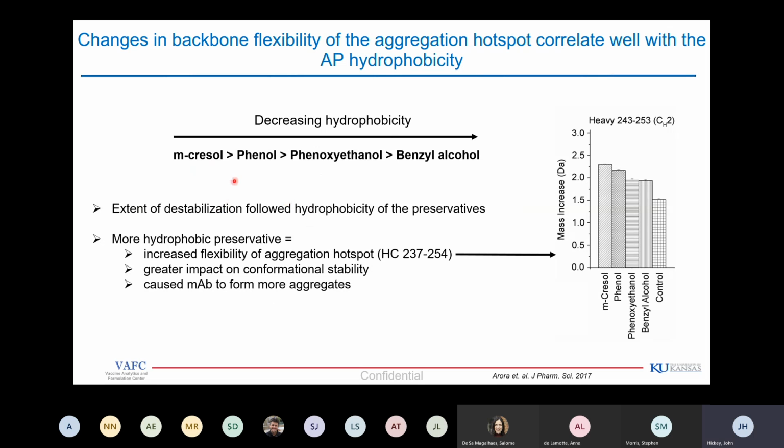The take home from this study was that the destabilization by these preservatives followed the hydrophobicity. Methylcresol was the most destabilizing versus benzyl alcohol. This really goes to show this technique can be used to mitigate future risks. If you were introducing a preservative for this monoclonal antibody, you would obviously not use methylcresol. Benzyl alcohol would be preferred, but you could also look at alternative preservatives that maybe don't have any effect on the molecule, at least under these conditions.